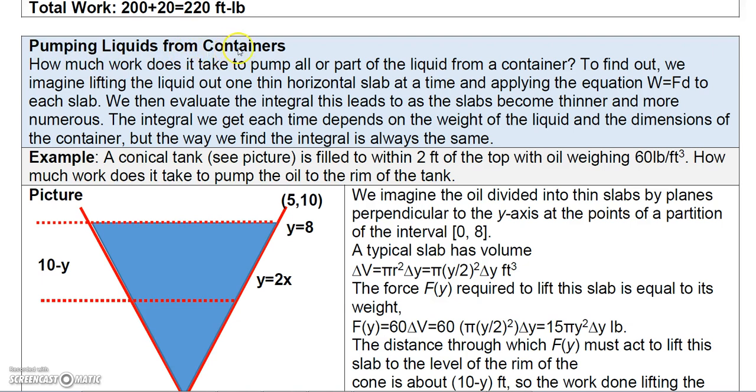Okay, the next example is going to be pumping a liquid from a container. How much work does it take to pump all or part of a liquid from a container? To find out, imagine lifting the liquid out one thin horizontal slab at a time and applying the equation work equals force times distance to each slab. We then evaluate the integral that this leads to as the slabs become thinner and more numerous. The integral we get each time depends on the weight of the liquid and the dimensions of the container, but the way we find the integral is always the same.